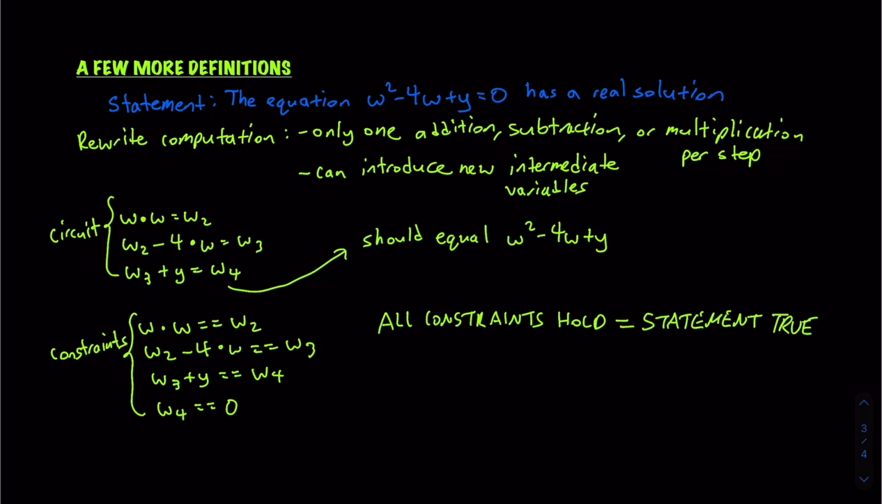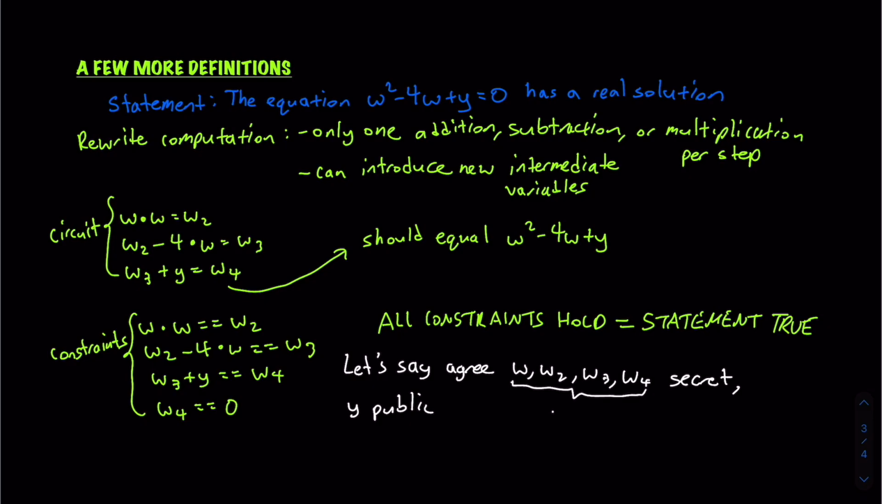the statement is true. Once we have those techniques, the prover and verifier can agree beforehand which values will be private and which will be public, just like they agree on the constraints. For example, they might agree that w, w2, w3, and w4 are secret, while y is public. The secret values are called witnesses. Think of them as secret inputs. And the public inputs are just that, public.